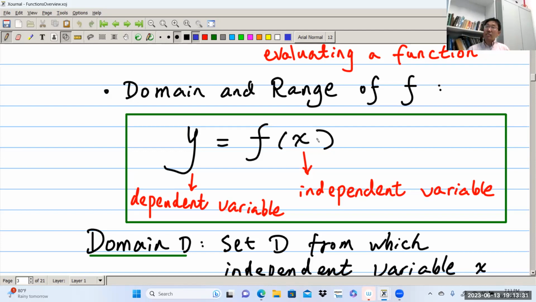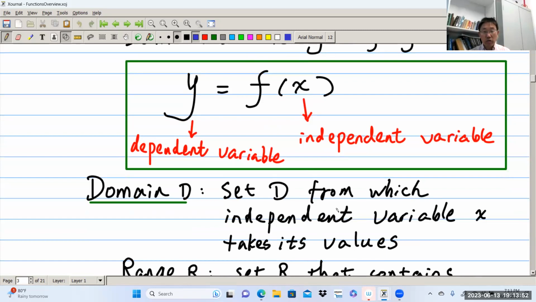That's why x is free. X can take whatever value from the domain, from the collection. But for any input, y is determined by that x. So y is called a dependent variable, and x is called an independent variable. The set D, or the collection of numbers, from which the independent variable x takes its values is called the domain. The domain is basically a storage of the raw material for your machine.